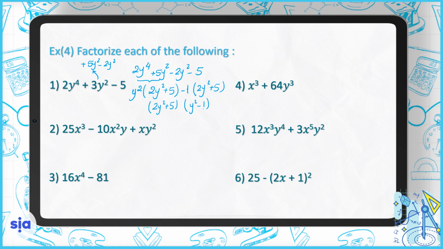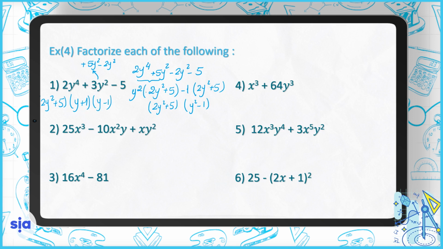Yes, excellent. The y squared minus 1, we can also factorize it as a difference of two squares. So the factorization for question 1 will be 2y squared plus 5 multiplied by y plus 1 times y minus 1.